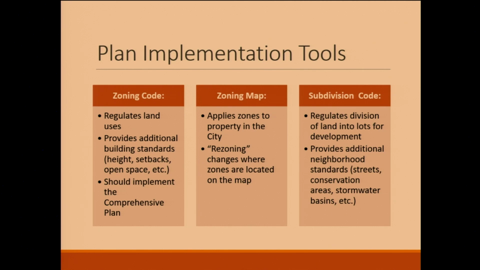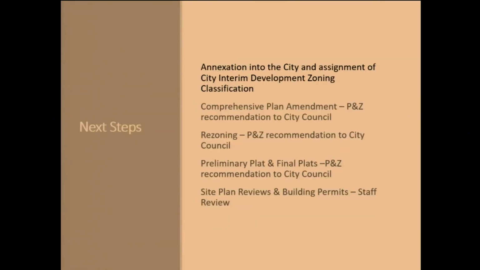And zoning actually predates comprehensive planning in Iowa City and in most of the United States. The zoning ordinance here was adopted in 1925, but our first comprehensive plan wasn't adopted until 1961.